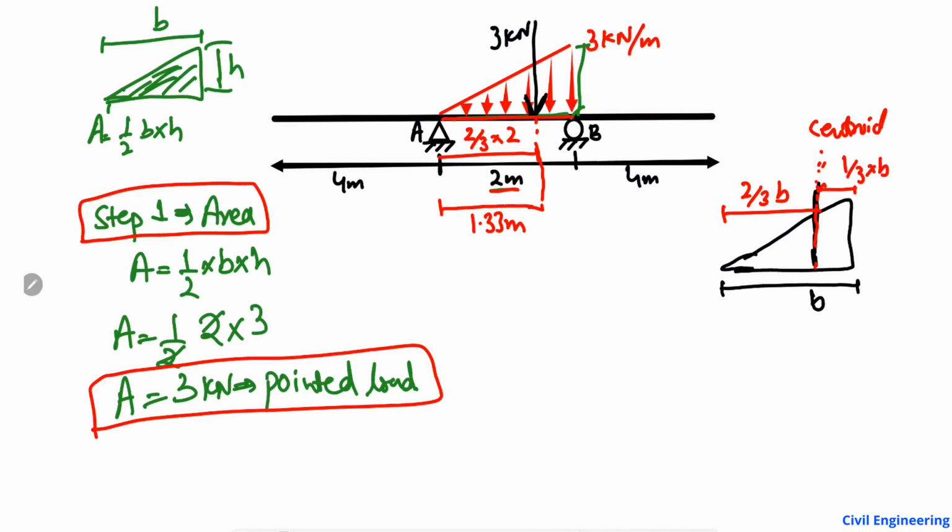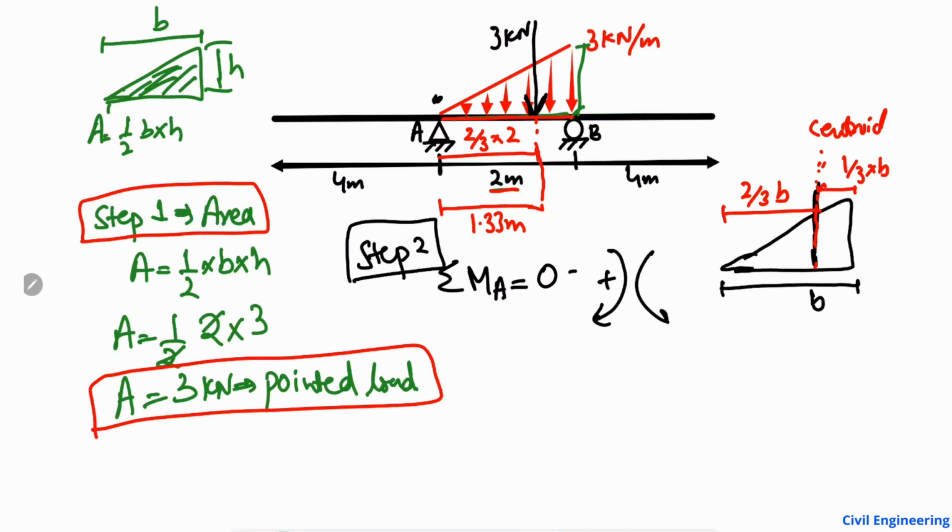Now the next step is to find out the moment at any point equal to 0. So let's suppose we are going to take the summation of moment equation, equilibrium equation at any point equal to 0. Let's suppose summation of moment at point A equal to 0. So this is step number 2. At this point we are taking all the moments, and let's suppose clockwise moment is positive and the anti-clockwise moment is negative.